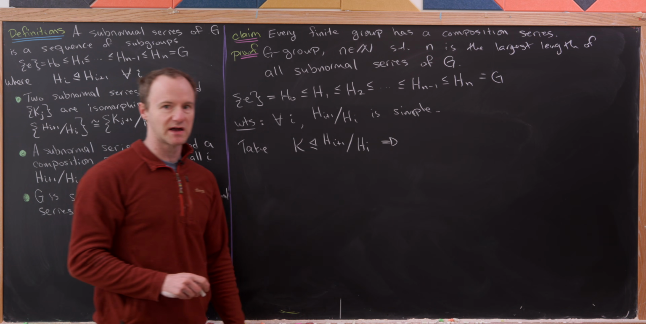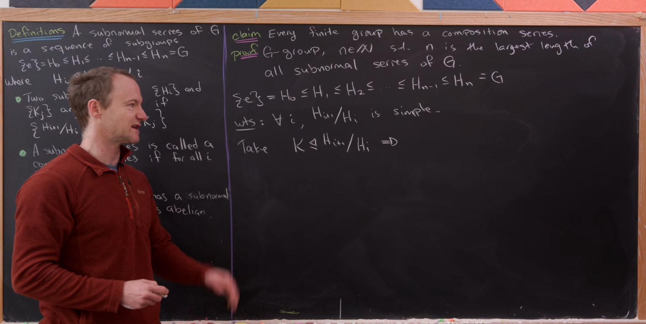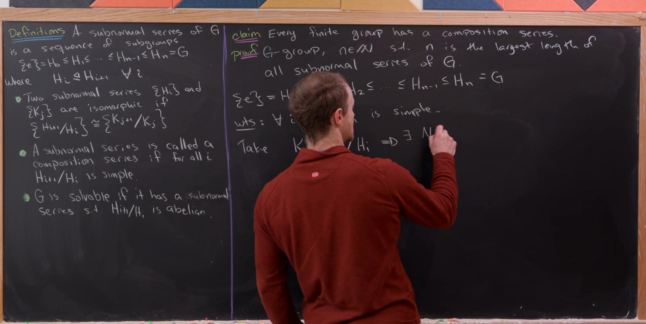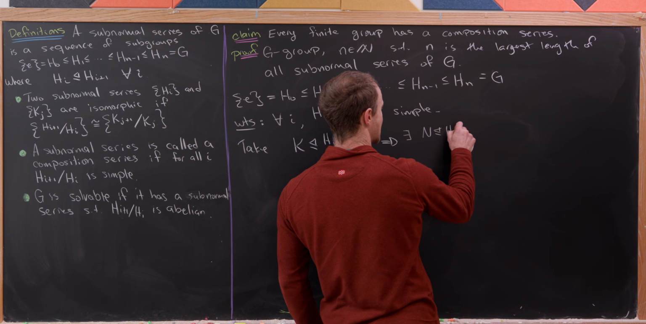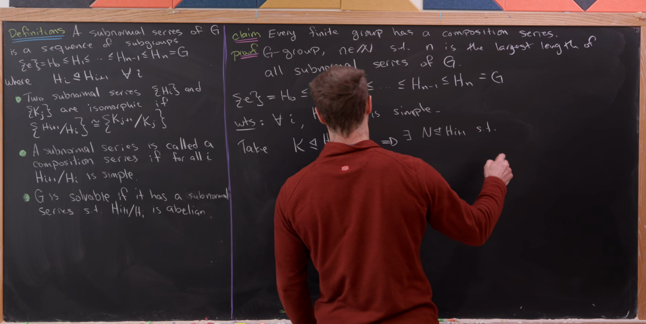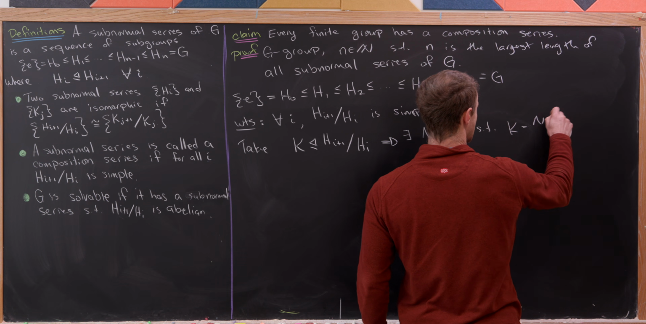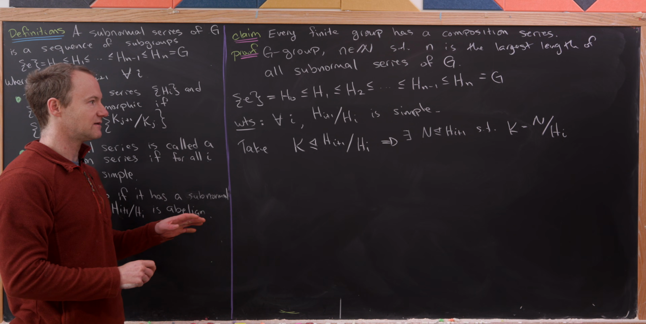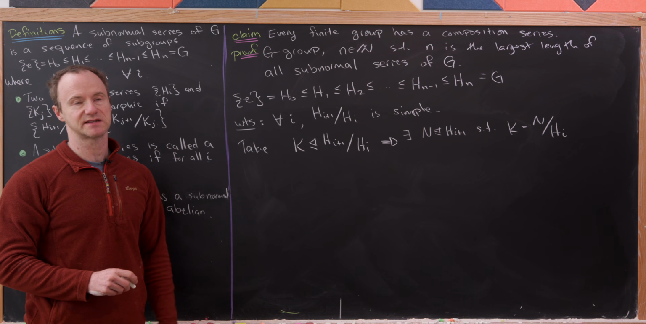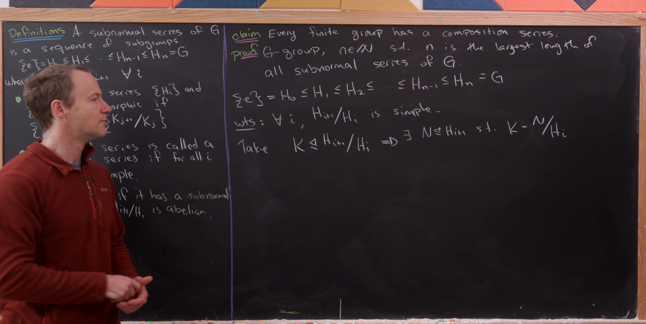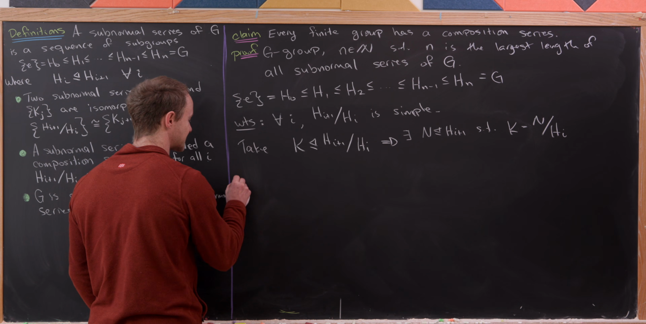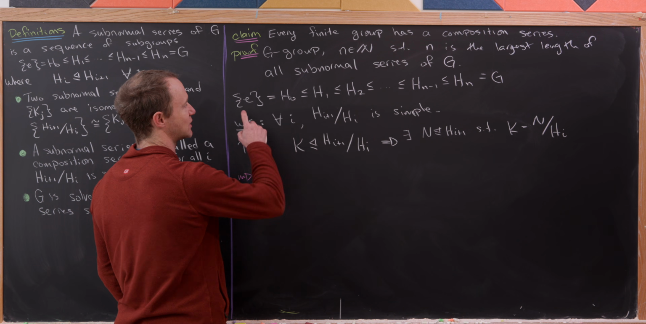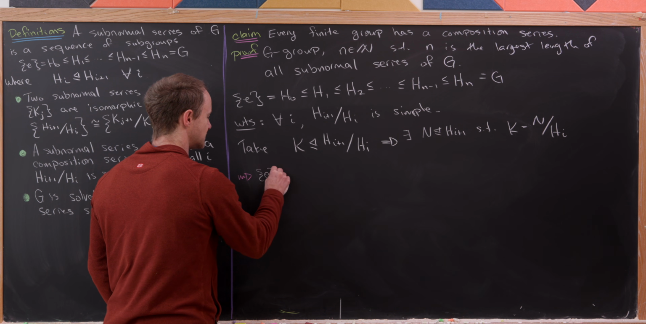But then by a correspondence theorem of normal subgroups inside of quotient groups, that means that there exists an N which is normal inside of H_{i+1}, such that K is equal to N mod H_i. So again, that's by this correspondence theorem for normal subgroups. But now what we can do is just slot that in between H_i and H_{i+1} in our series. So let's see how that goes.